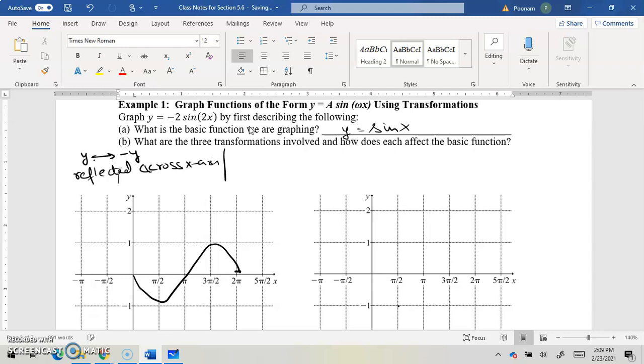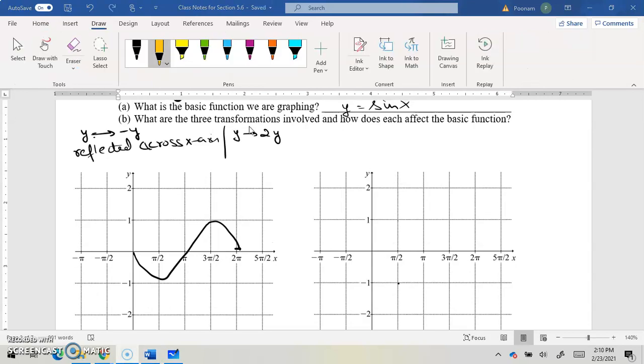Now, it's also being multiplied with this 2. y is multiplied with double. That means y is changing to 2y. That means it will be extended vertically, right? So here, instead of this lowest point, it will become negative 2. Here, at 0, it will stay 0. But instead of 1, it will become 2. So these are the points we will have. So because of this 2 multiplication, our wave is vertically stretched. That is the next transformation.